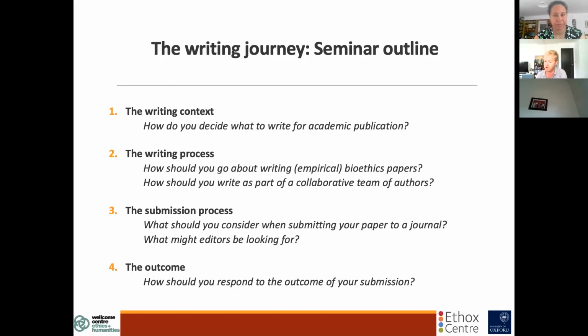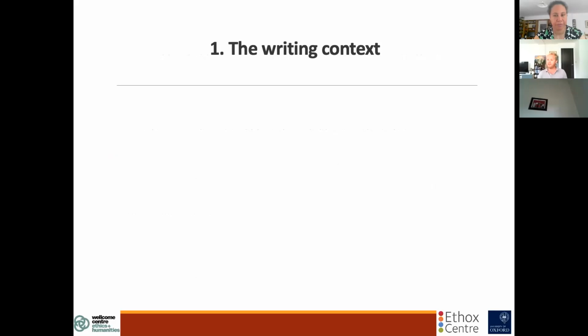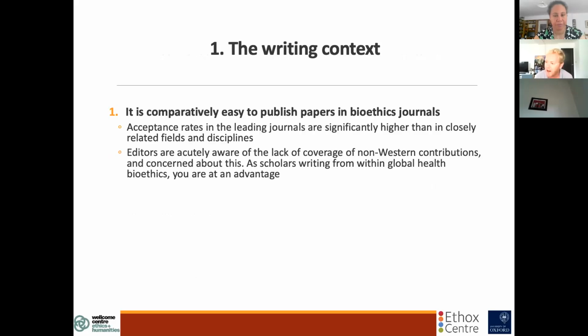Okay, that's the structure of the talk. Let's start with the writing context. I'm going to start with some good news. There's a lot of data that shows that it's comparatively easy to publish papers in bioethics journals. So if you contrast the acceptance rates of bioethics journals to, let's say, leading law journals or leading philosophy journals, leading social science, leading science journals, they're much higher. The best journals in the field in bioethics have acceptance rates of about 20 to 40%. You're looking at less than 5% for many of the top journals in other disciplines. So you have a comparative advantage just to start with in that sense.